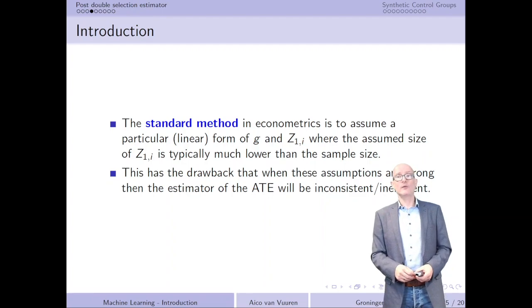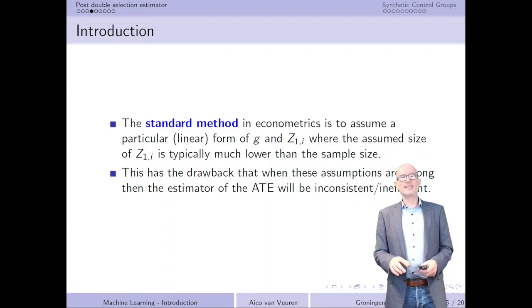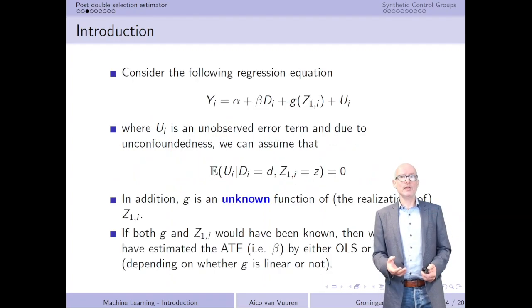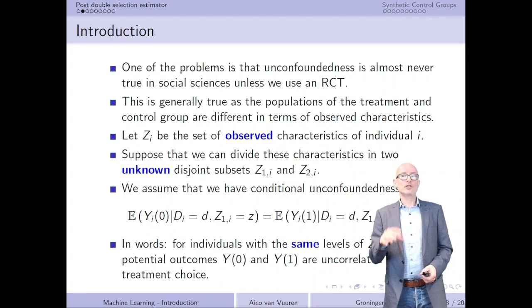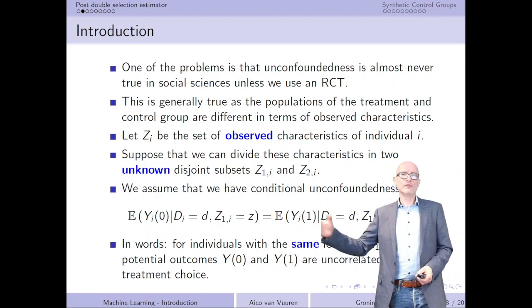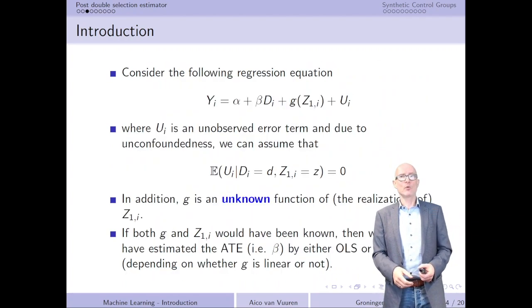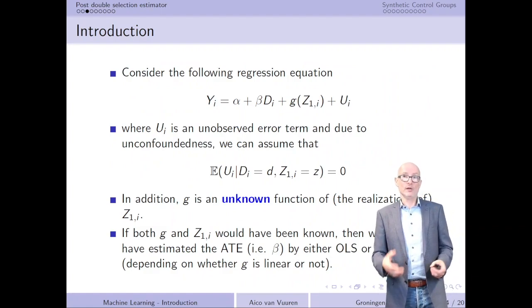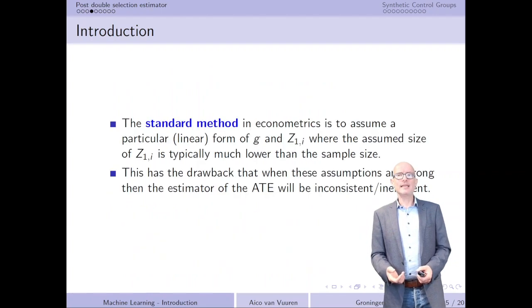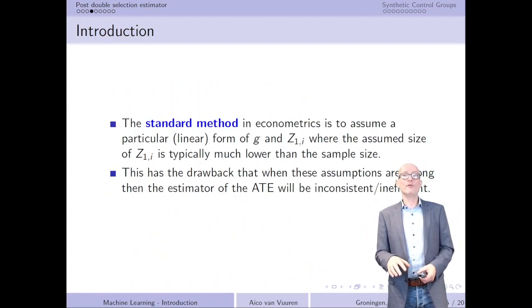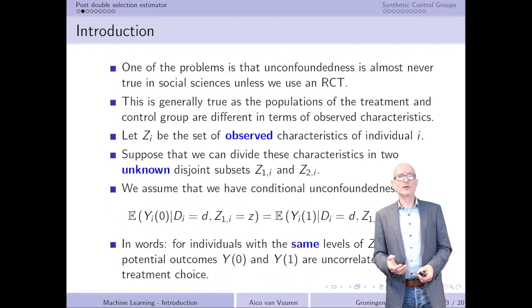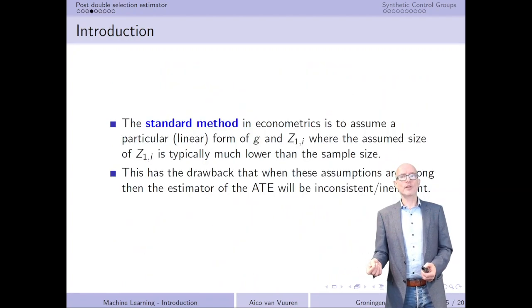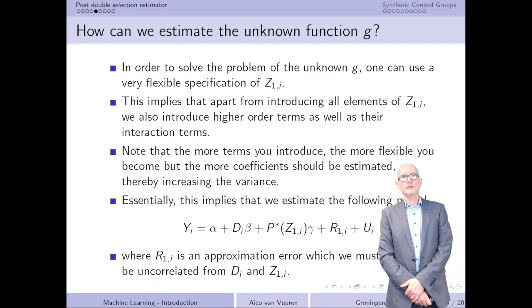But take into account that there is a downside to that. At the moment that we make the wrong assumptions, for example, in the case that g is not linear, or we leave out some of the z1i's that should actually be included, so we do not include all the variables that are relevant for our analysis, that are correlated with both yi and di, or maybe with one of them, then we should realize that at that moment in time we get inconsistent estimators of our average treatment effect. And it could even be the other way around as well. If we include too much into our z1i, then we not only get inconsistent estimators, but we even get inefficient estimators.